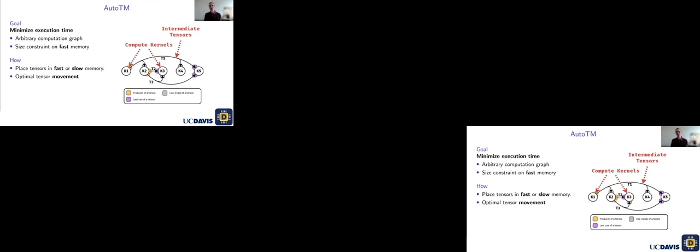How do we do it? Well, we can choose whether to place a tensor in either fast memory or slow memory. Then we can decide when to move tensors between fast and slow memory. And we set this up as an optimization problem. So we're going to profile the kernel performance with the tensors in either persistent memory or DRAM, and then model the tensor assignment as an integer linear program, and just ask an optimizer to find the best solution for where these tensors should be at any time.